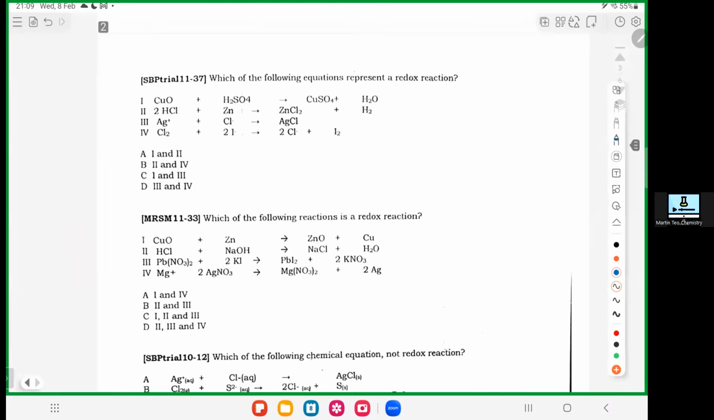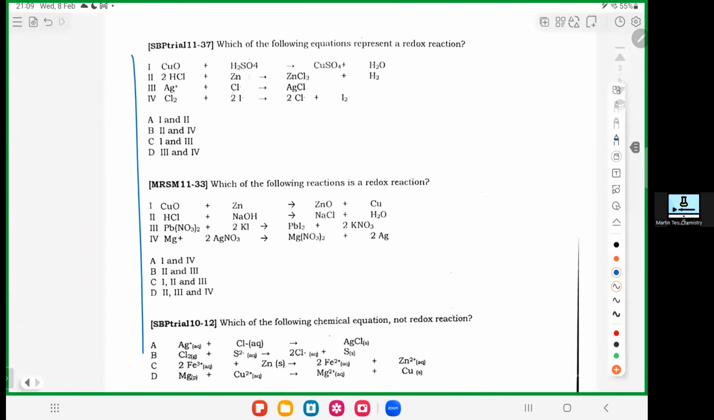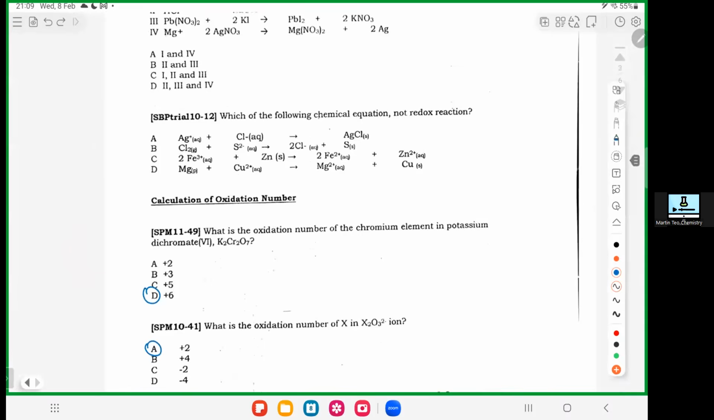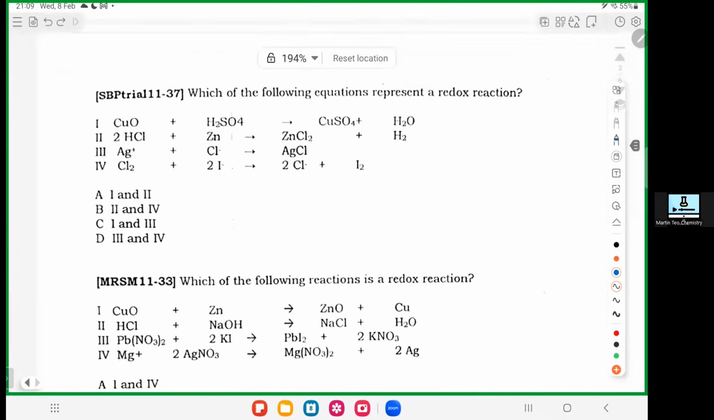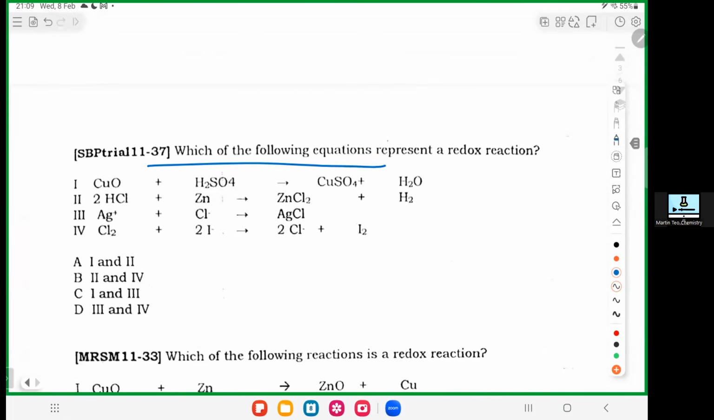Okay, now let me show you another few more here. Then we go for the electron method. Now look here. This question: which of the following equations below represents a redox reaction?